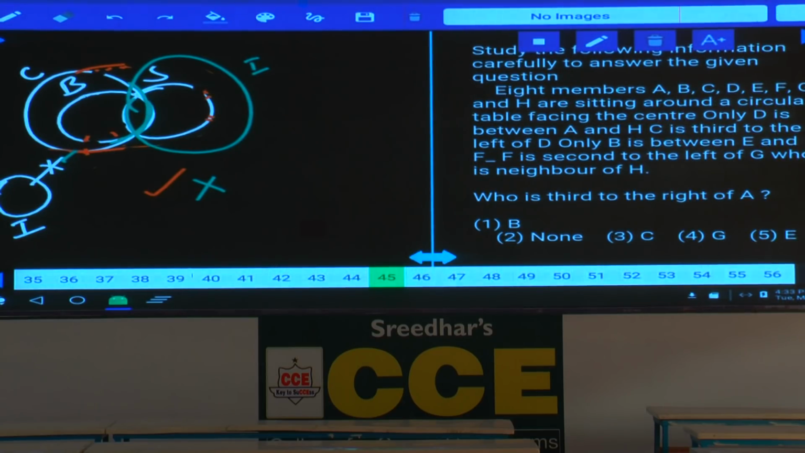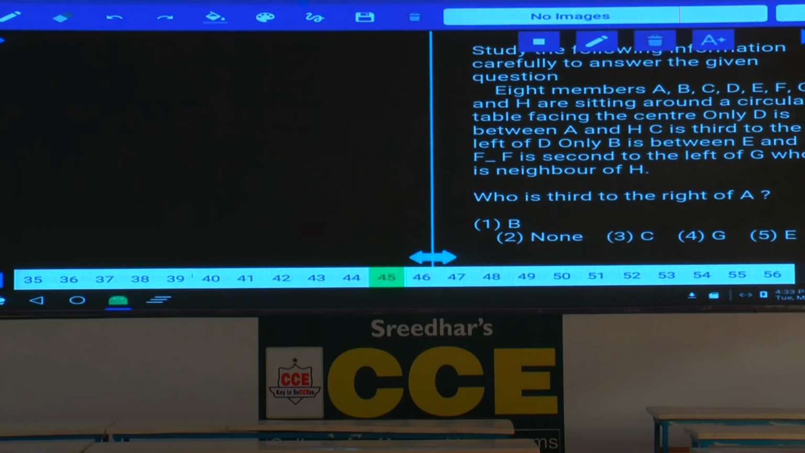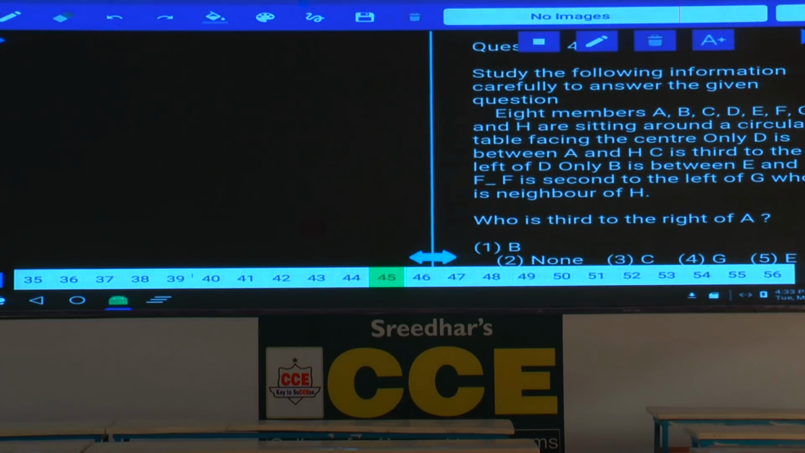Then 45. Now question number 45 onwards, 8 members A, B, C, D, E, F, G and H are seated around a circular table facing the center, clearly given, isn't it? Question numbers 45 to 48: 8 persons seated around a circular table facing the center, and now this is how these persons are seated.